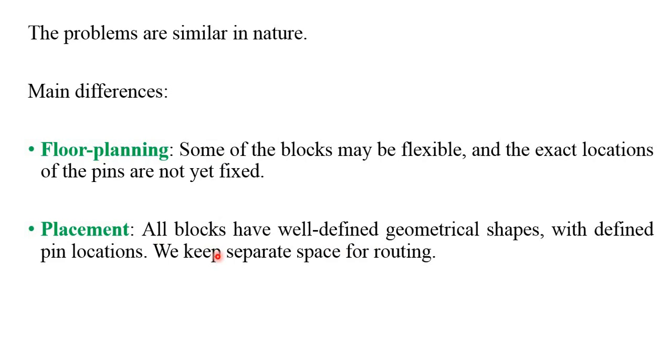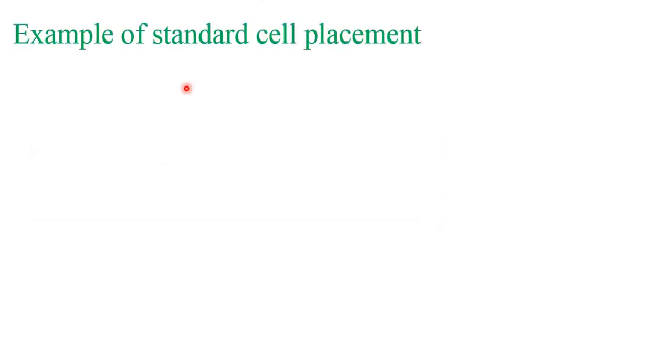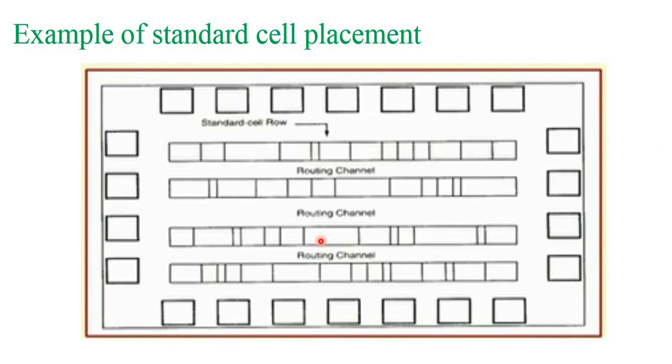These two are identical. See an example. This is the standard cell placement. The outermost blocks can be called IO blocks. If these blocks are variable, that is floor planning. If those blocks are fixed, that is called placement. And here these are the standard cells. If our design takes more space when compared to the standard cell, we can adjust the size of the cell or block.